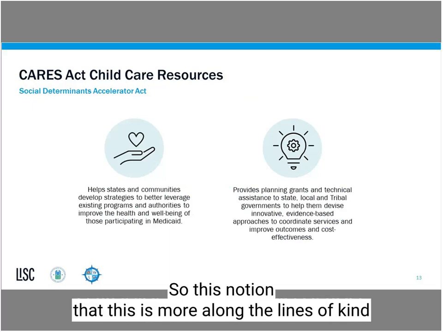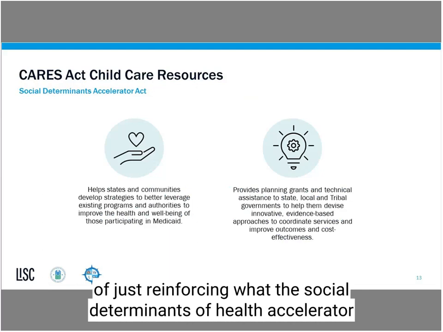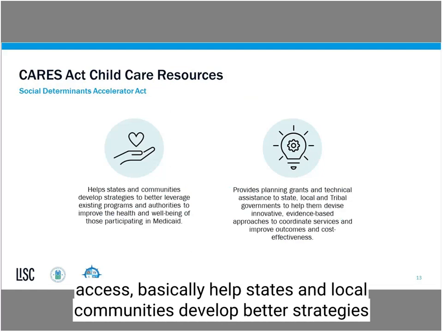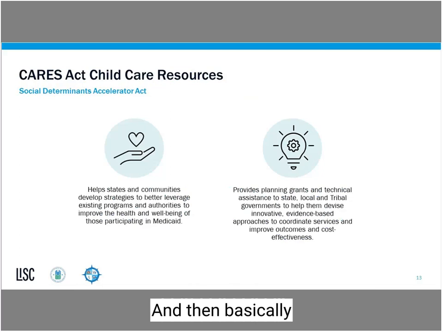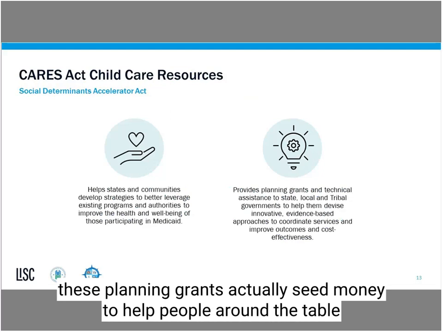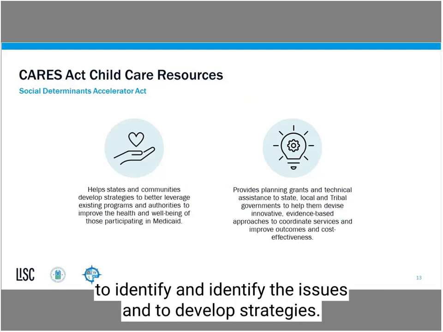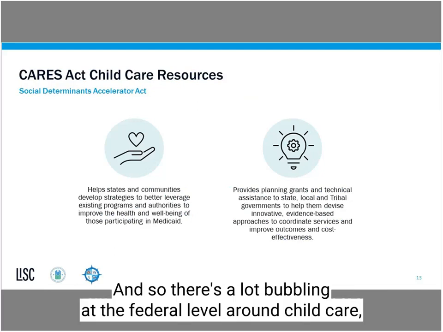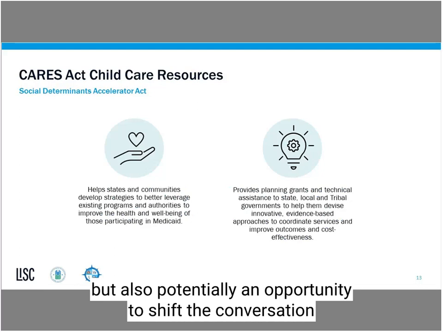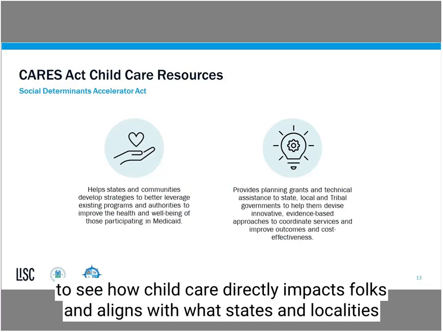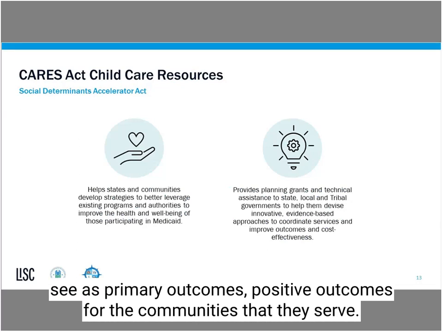So this is more along the lines of reinforcing what the Social Determinants of Health Accelerator Act does. Basically you help states and local communities develop better strategies and leverage authorities for programming around social determinants, and then these planning grants are actual seed money to have people come around the table to identify the issues and to develop strategies in order to address them. And so there's a lot bubbling at the federal level around childcare direct investments for the stability of the sector, but also potentially an opportunity to shift the conversation to see how childcare directly impacts health and aligns with what states and localities see as primary outcomes, positive outcomes for the communities that they serve.